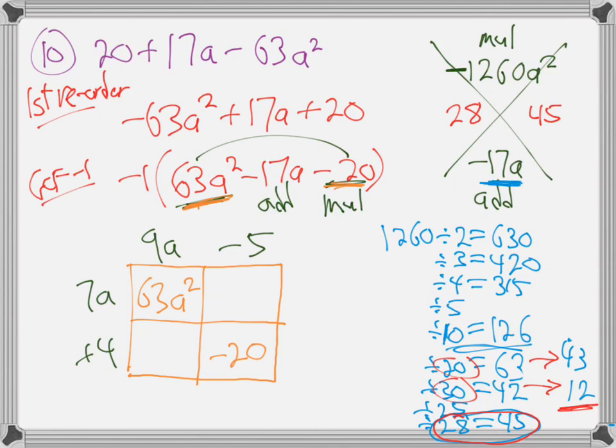Now, what do I mean what works? I mean multiply them together. Like 7 times 9 is 63a squared there. 7a times minus 5. What's that going to be? Minus 35a.